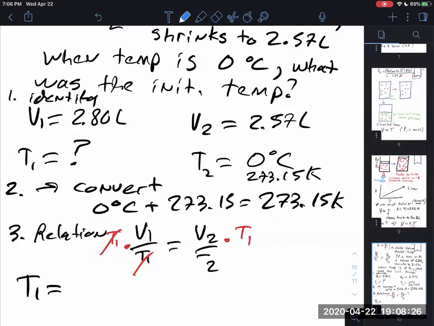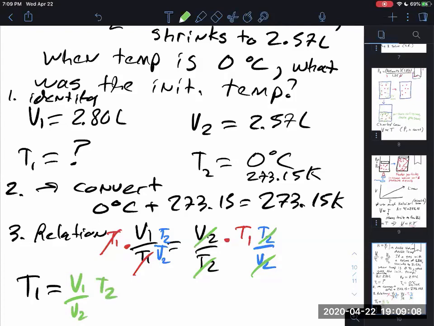I'm going to multiply by T2 over V2. And over here, I'm going to need T2 over V2. All right, so then I cancel. I'm going to cancel T2 with T2 and V2 with V2. And then, okay, so what's left? That looks like a mess, doesn't it? But I get T1 is equal to V1 over V2 times T2.